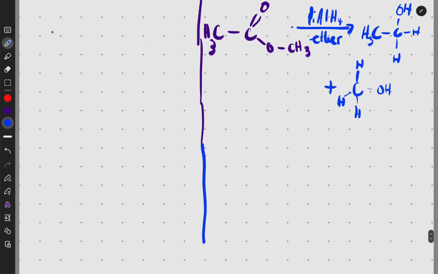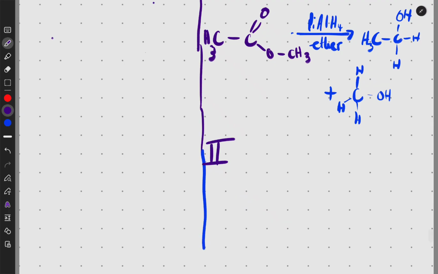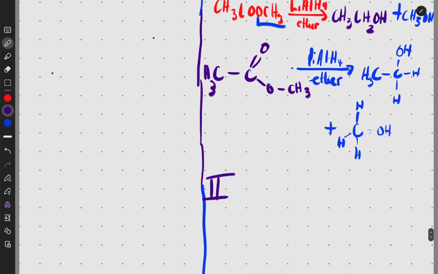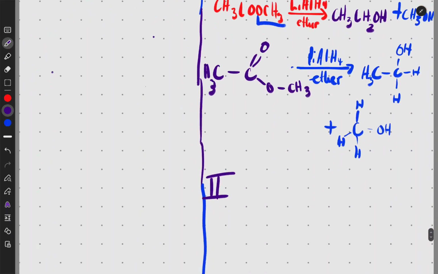Is it the only one? No, it is not. Let's put the other things. Reaction number 2 of your esters. Maybe I should stop here and I'll continue in the next one.